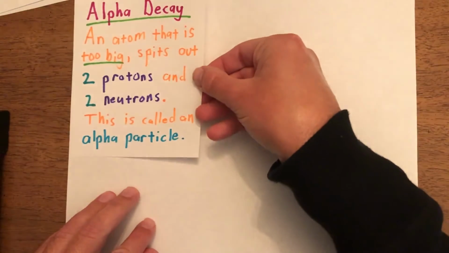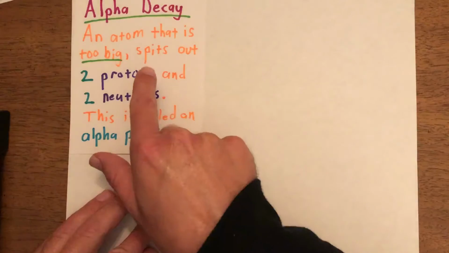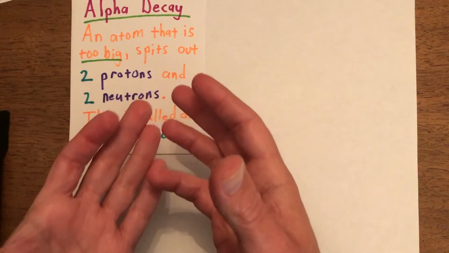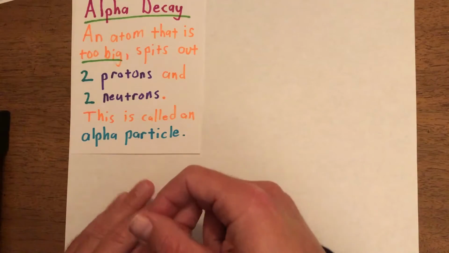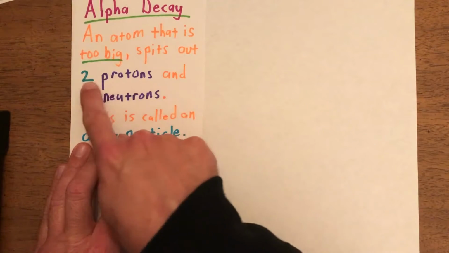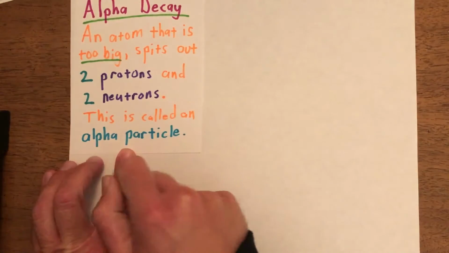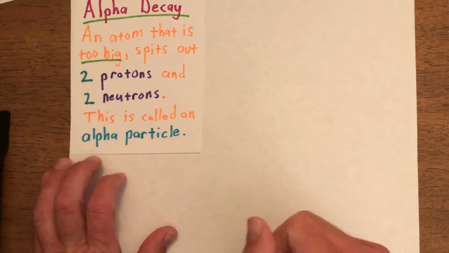Hey guys, let's talk about alpha decay. So with alpha decay, what happens is when an atom gets too big, it's just not happy with itself. It's like, oh, I don't want to be too big. So sometimes what happens is that it spits out two protons and two neutrons bound together. This is called an alpha particle.